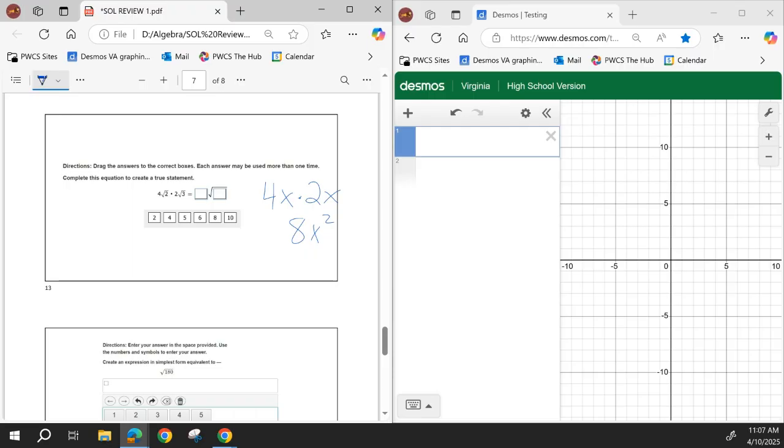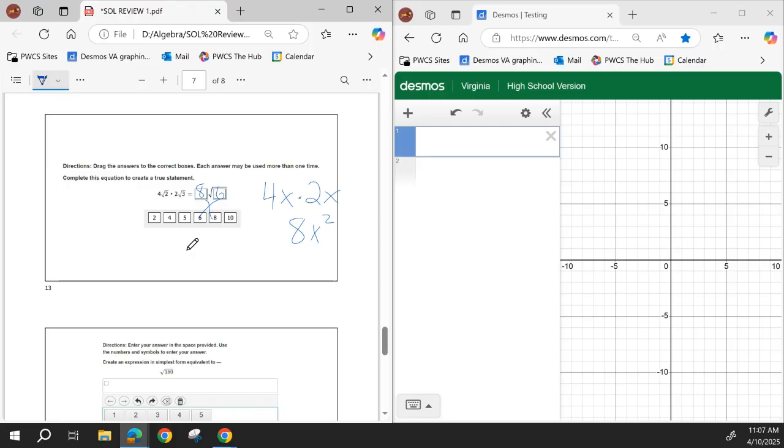I can do the same thing with radicals. I can multiply this 4 times 2 and get 8. And then I can multiply 2 times 3 and get 6 underneath the radical. That's my choice. And in this case, this problem would want you to drag those numbers to the correct spots. Now, that was very quick. We didn't spend a lot of time on this in class.